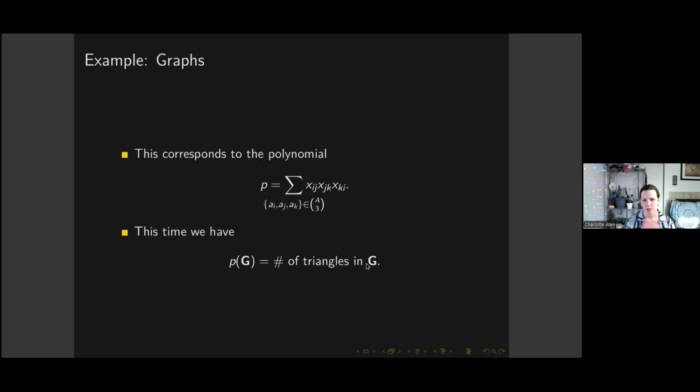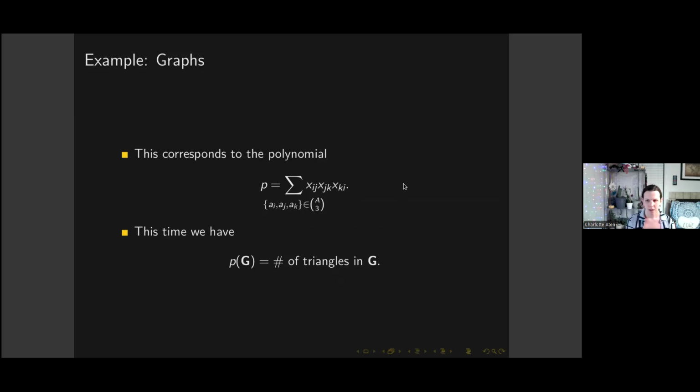We can actually think of that as corresponding to a polynomial where I'm summing those types of monomials that I did before for A1, A2, and A3, but summing them over all possible triples of distinct vertices. The effect this polynomial P has on the graph is giving us the number of triangles in G, because we'll pick up a one for each term that has such a triangle, and we'll add them up.